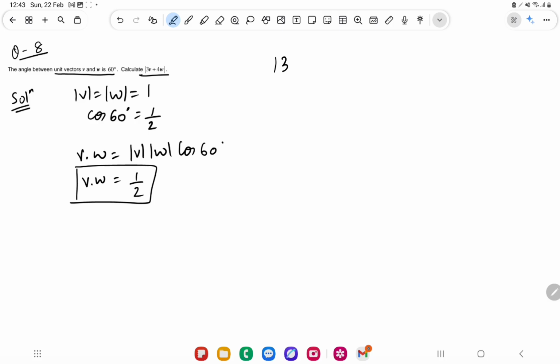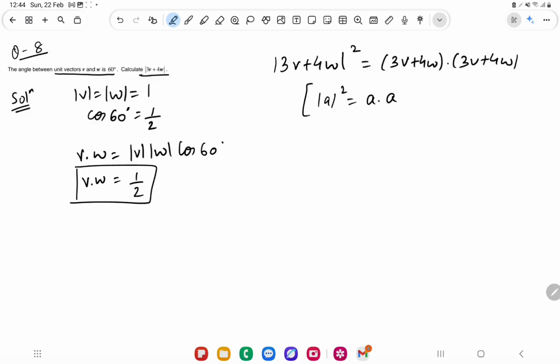Now I have to evaluate 3v plus 4w. So what I can do is I can do the square. So I can write it as 3v plus 4w dot 3v plus 4w. Why I am doing this is because the modulus of any vector squared is nothing but a dot a. So I am using this property. Now I can open this bracket. So this will give me 9 v dot v plus 24 v dot w plus 16 w dot w.